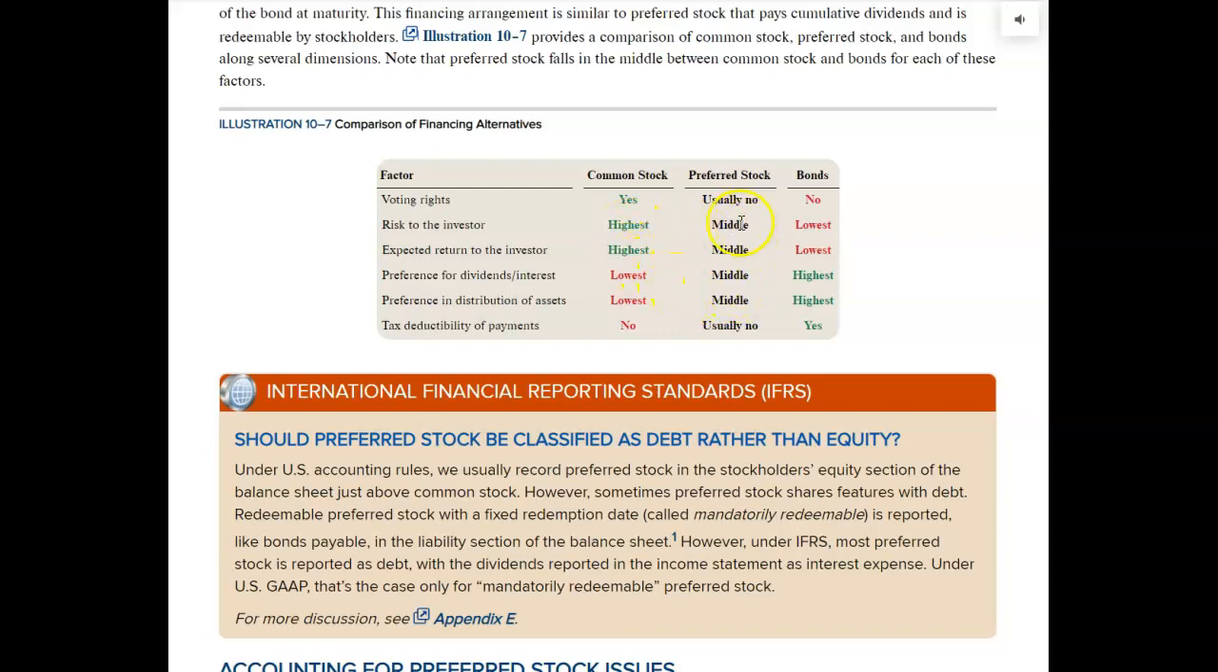And then they're sort of in the middle here when you compare to bonds. Bonds will be debt. So bonds, the corporation must pay the interest. So you got to pay the interest, got to pay the bonds back, and that takes precedence over paying dividends to the preferred stockholders or to the common stockholders.